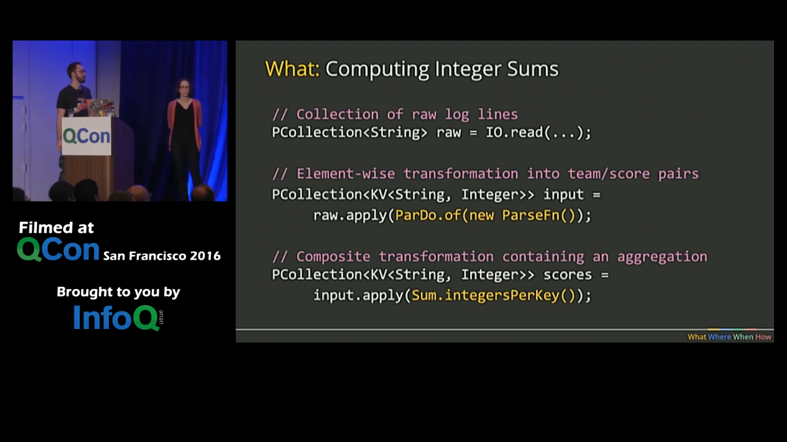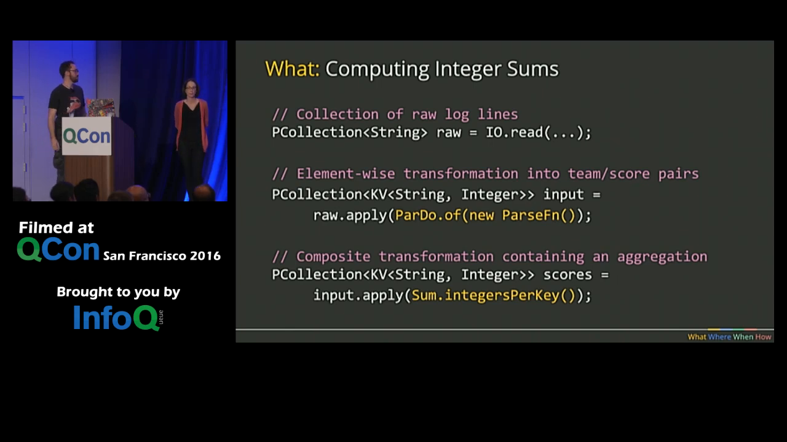So then what we'd like to do is do an element-wise transformation to take each of those log lines and parse it into a more structured format. So here we're going to take each log line and create a key value pair, extracting the team and the number of points scored for that team. And then once we have these individual scores that have been tallied for given teams, we're going to apply this composite transformation, sum integers by key, and sum those up. So this is going to give us per team totals of scores.